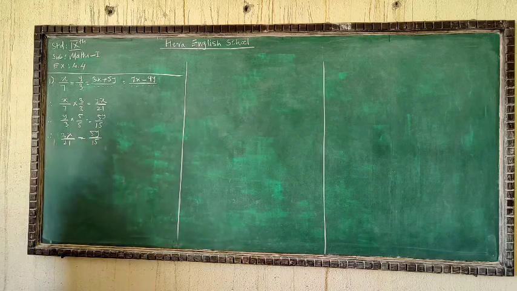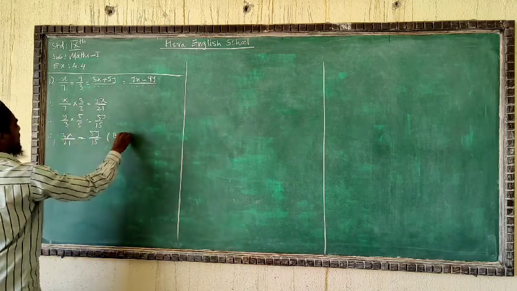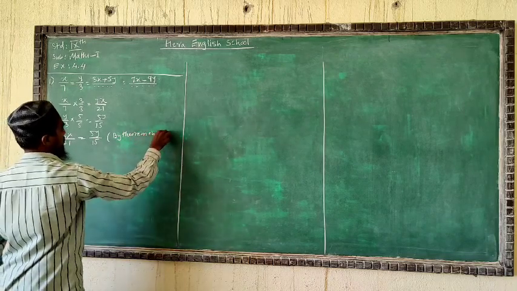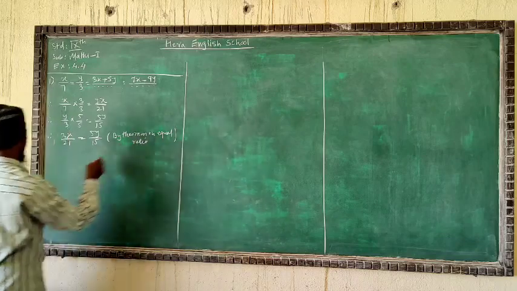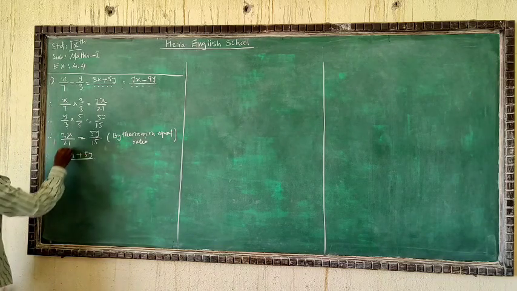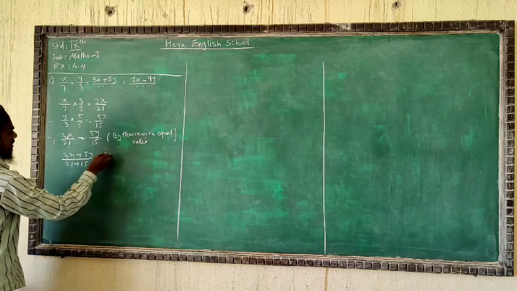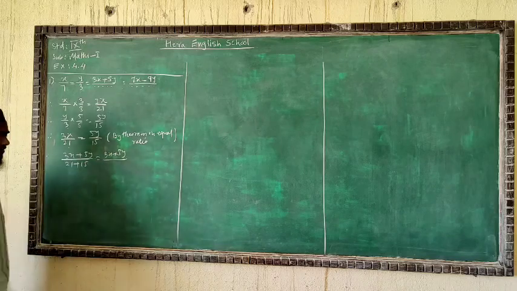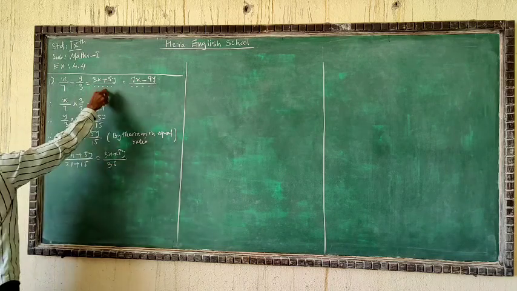By the rule, the theorem on equal ratio, we will add both the fractions. Applying the theorem on equal ratio, you will add 3x plus 5y in the numerator, and downside 21 plus 15. Then you will get 3x plus 5y upon 21 plus 15. You will get here 36. This is the answer: 3x plus 5y upon 36.